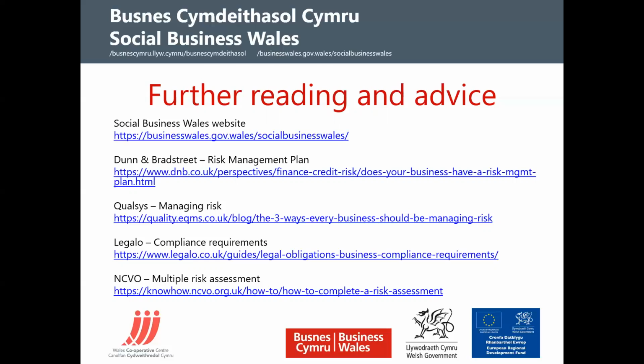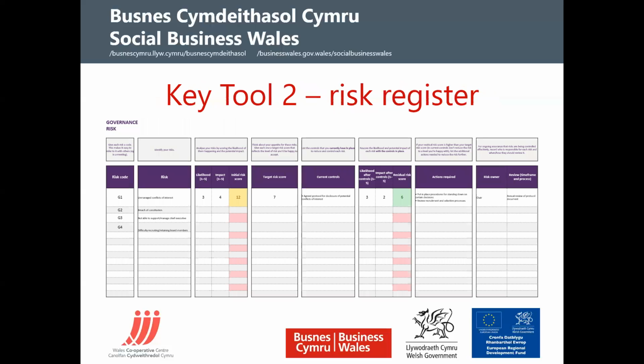The fourth link we have there is Legalo, which shows you any compliance requirements that you need within your business. And the fifth link we have there is from NCBO, which gives you a multiple risk assessment guide. It also gives you a link to the risk register that I've just put back on the screen here. It allows you to download that risk register as a usable template within your business.